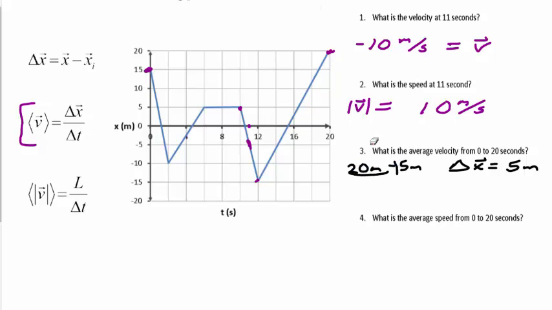Again, our time interval is 20 seconds. So calculating the average velocity, we do 5 meters divided by 20 seconds. We find that the average velocity is 0.25 meters per second.